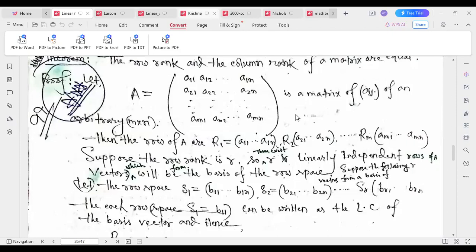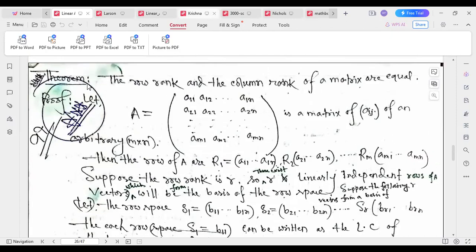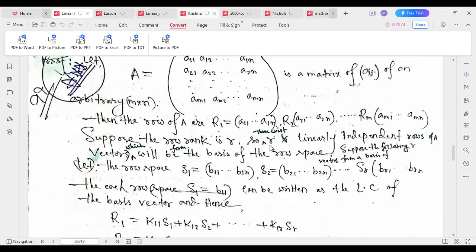Now another theorem: the row rank and the column rank of a matrix are equal. Suppose any matrix A with entries a11, a12, dot, a1n, that means an m cross n matrix, the matrix a_ij of arbitrary size m cross n. Then the rows of A are R1, R2, R3, and this is the m-th row. Suppose the row rank is r, and there exist r linearly independent row vectors of A, which will form the basis of the row space.